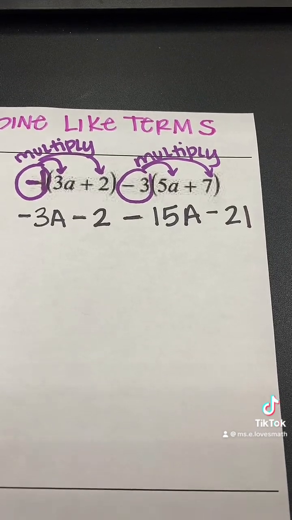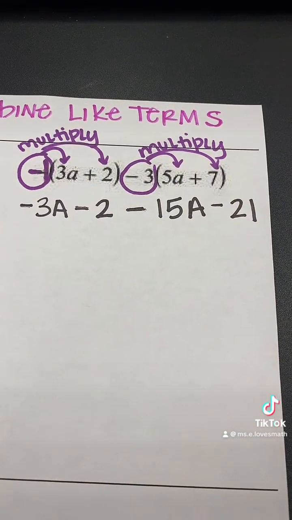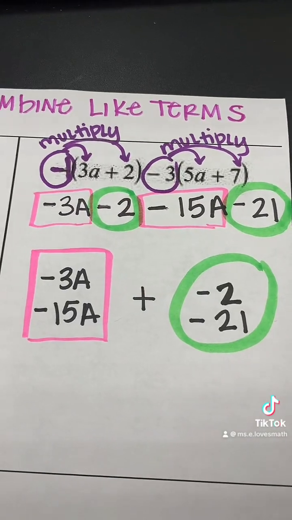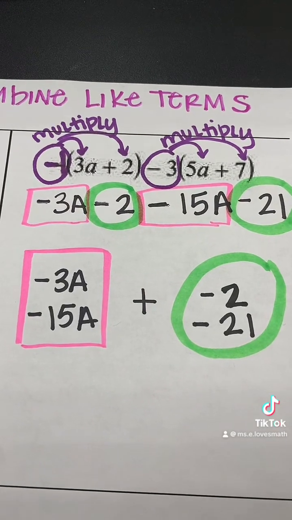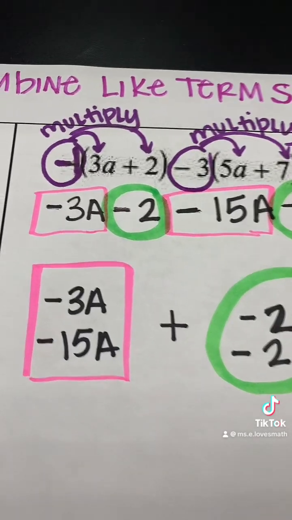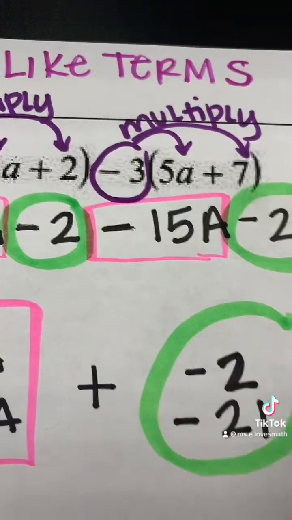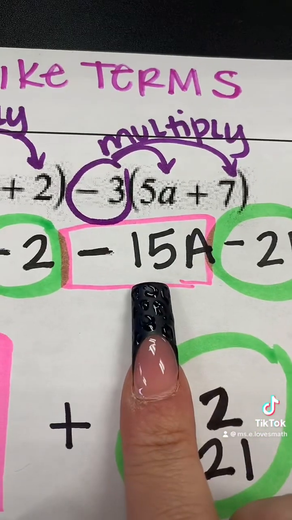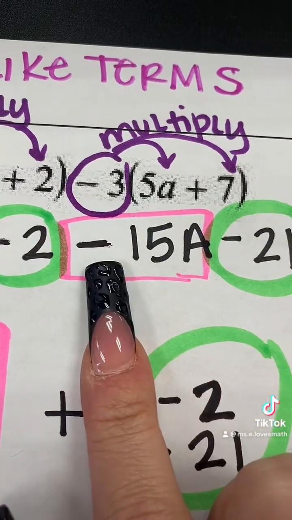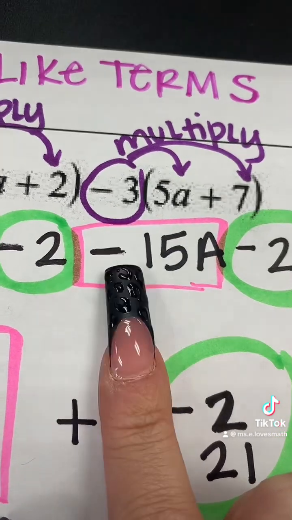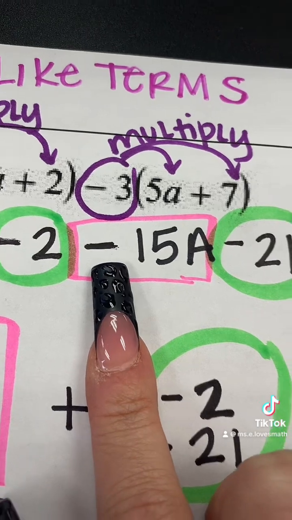Now that everything has been distributed, we need to work on combining like terms. I have grouped our variable terms in a pink rectangle, so we have -3a and a -15a. This 15a is negative because of the minus in front of it. So anytime you have a minus in front, that makes the number negative.